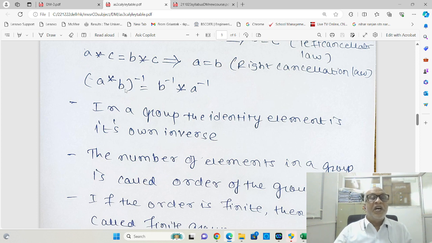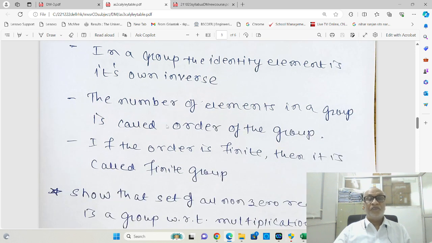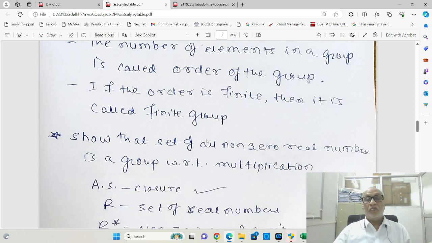Similarly, (A star B) whole to the power of minus 1 will be equal to B to the power of minus 1 star A to the power of minus 1. In a group, the identity element is its own inverse. The number of elements in a group is called the order of the group. If the order of the group is finite, then it is called a finite group.